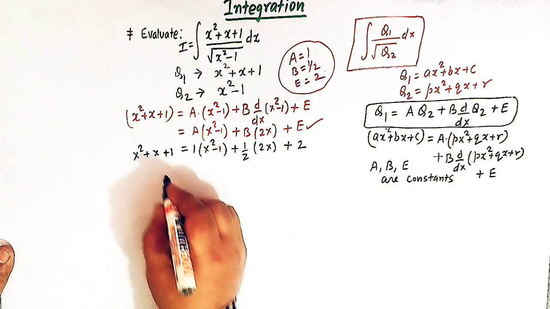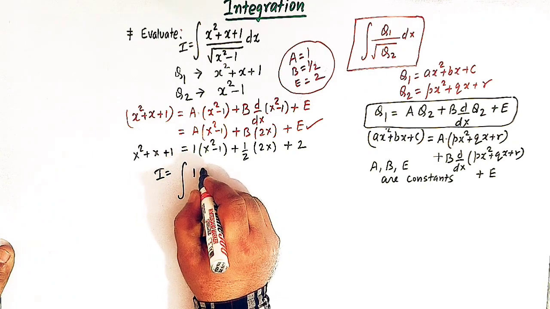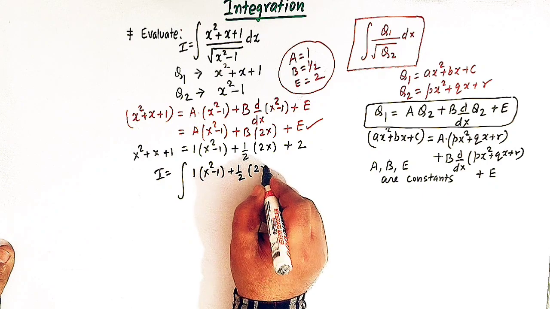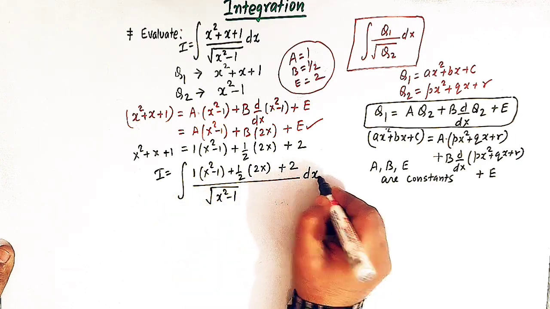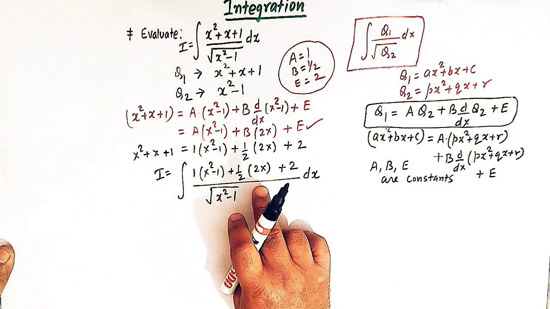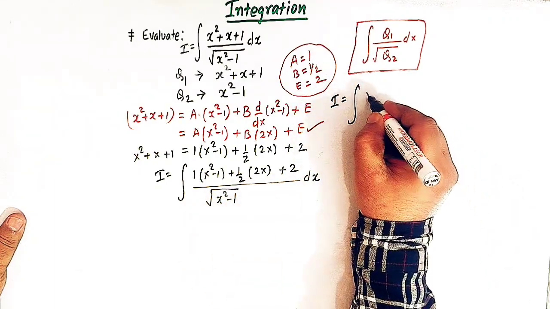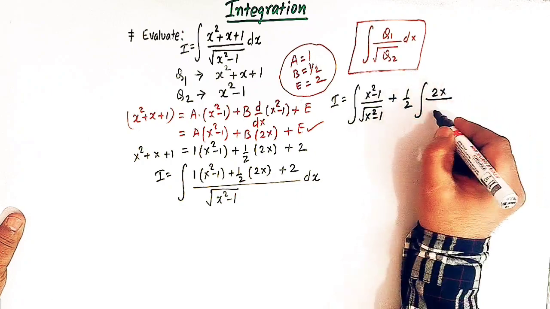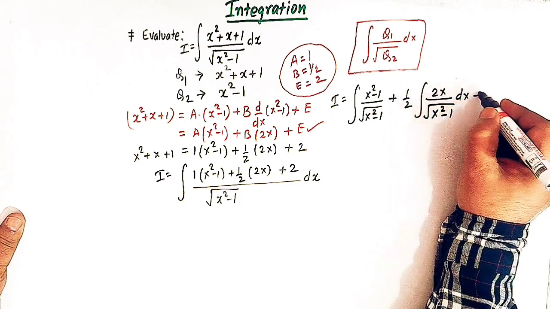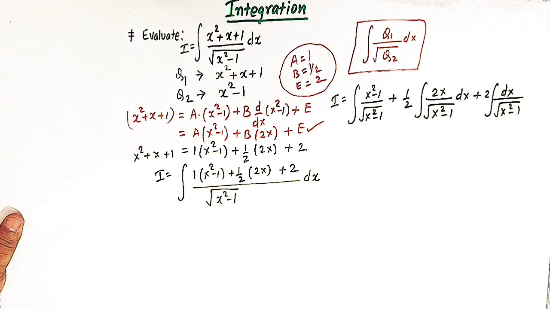So now we have x square plus x plus 1 equal to this expression, so let us call this integral as I. So now we can write I is equal to the integral, for x square plus x plus 1 we can write 1 times x square minus 1, plus half times 2x, plus 2, all divided by square root of x square minus 1, dx. So now let us write this integral as a sum of three integrals. So we have I is equal to the integral of x square minus 1 over square root of x square minus 1, then we have half times the integral of 2x over square root of x square minus 1 dx, and then here we have 2 times the integral dx over square root of x square minus 1. And obviously we have C as the constant of integration.